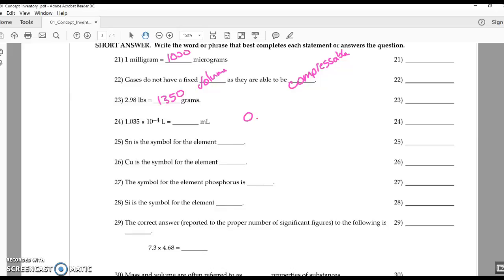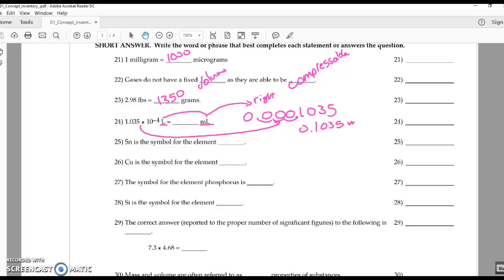Let's see here. 0.0001035. That's what this looks like. If that's giving you trouble, you need to come find me, because that's going to come in handy in the future. So I'm going to go from liters to milliliters. That means I go to the right, because I'm going from bigger to smaller. Here's my answer, 0.1035 milliliters. Sn is a symbol for tin. Cu is a symbol for copper. Tin. The symbol for phosphorus is P. Si is a symbol for silicon.